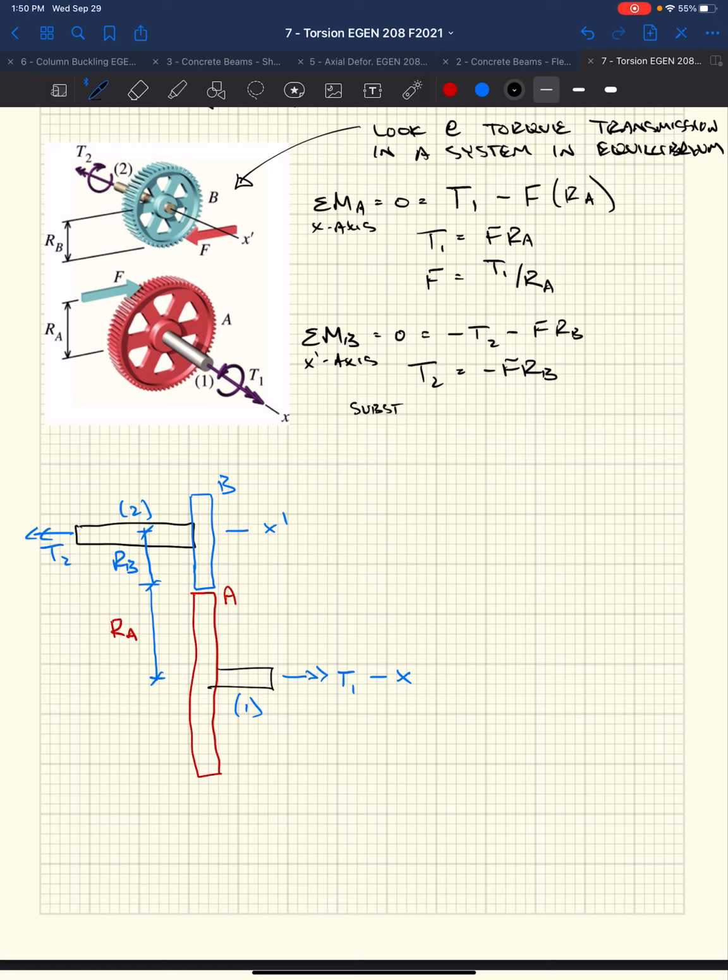Well, I'm going to substitute. If that's even how you spell substitute. It doesn't seem right, but it must be. F equals T1 divided by RA. I want to get an expression for T1 in terms of T2. So if we apply a torque here, how does this torque applied relate to the torque that comes out on the other end? So I use the force that I solved for, summing the moments about gear A. I'm going to plug it back in. So then I end up with this expression: T2 equals minus T1 RB over RA.